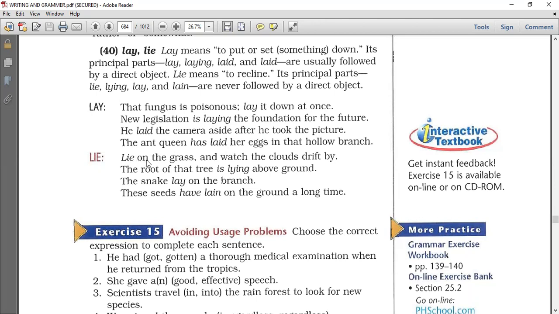Here, lie on the grass. Lie means to sleep or recline. The roots of the tree are lying above. We don't have an object. The snake lay on. We don't have an object. These seeds have lain on. We don't have an object. Most of the time, we have a preposition, on or above.